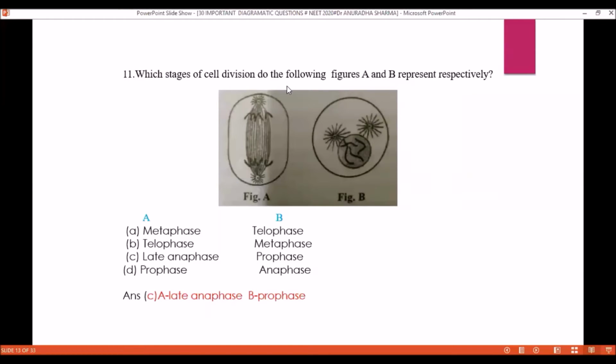Which stages of cell division do the following figure A and B represent? We have to identify the stages of cell division. So by looking at the figure, we can see that A is late anaphase and B is prophase. So option C, that is A is late anaphase and B is prophase, is correct.